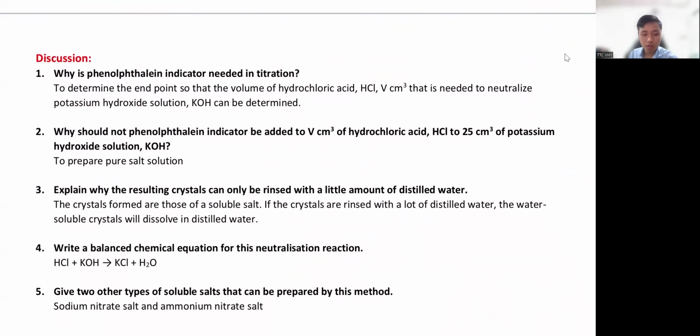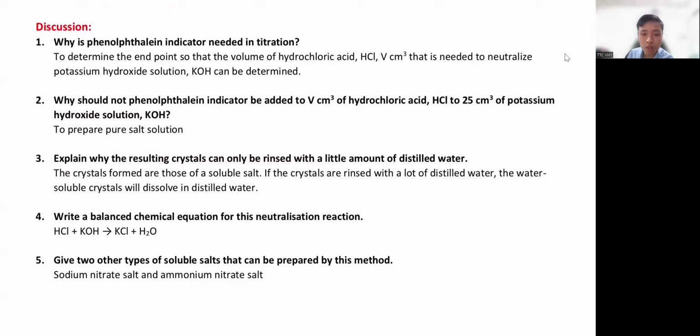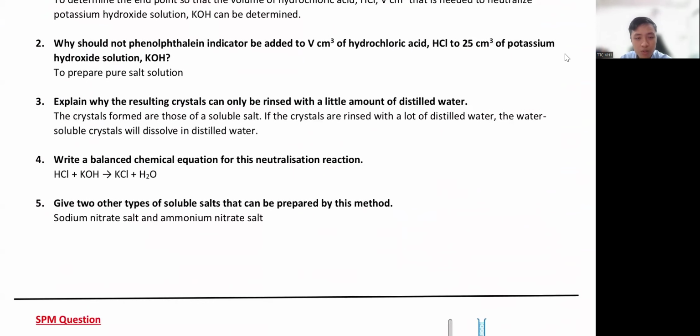Third one, we have to rinse. Why rinse? Rinse with a little bit of distilled water, only a small amount. I cannot wash too much. If you wash too much, some of the salt will be lost. So you only wash with a little bit of water. The fourth one is the equation. The fifth one is the other types of salt you can prepare.